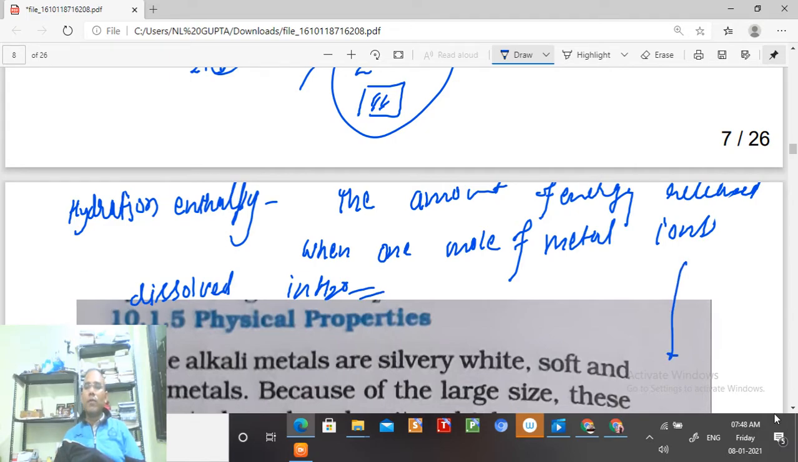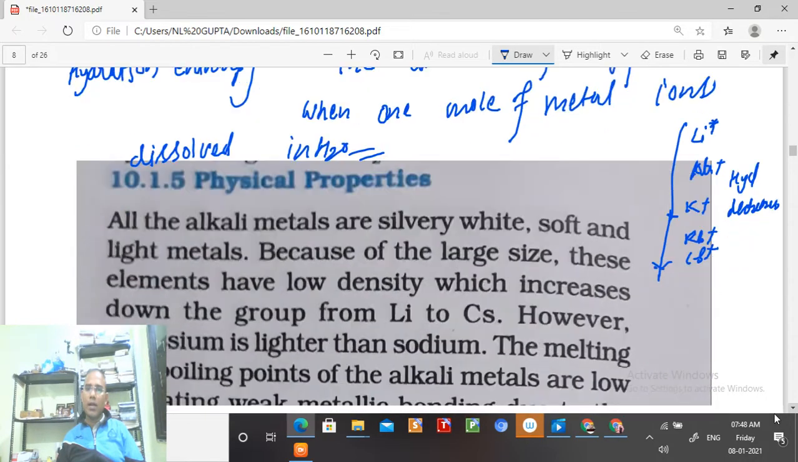Obviously, down the group size decreases. Li+ is there, Na+ is there, K+ is there, Rb+ is there, Cs+. So down the group size is decreasing, and if it is decreasing, hydration enthalpy decreases. Right. This is our answer.